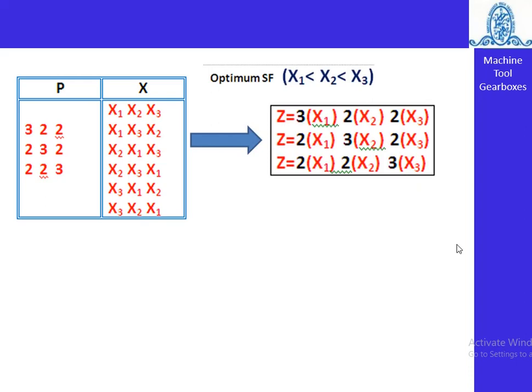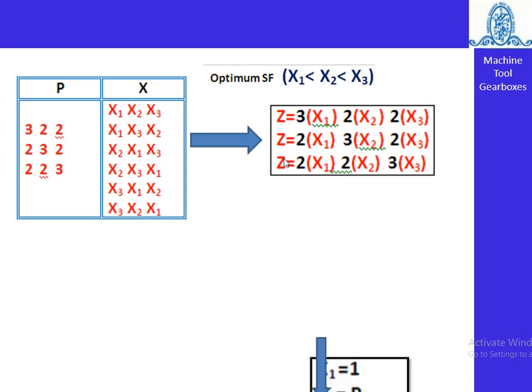So the optimum structural formula we got from the values of x1, x2 and x3. So x1 is less than x2 is less than x3. If that serial is there in the structural formula, those structural formulas we take into consideration. Again this is one of the methods to choose an optimum structural formula from the given structural formulas. If a serial like this is there, you can say that this is the optimal structural formula.